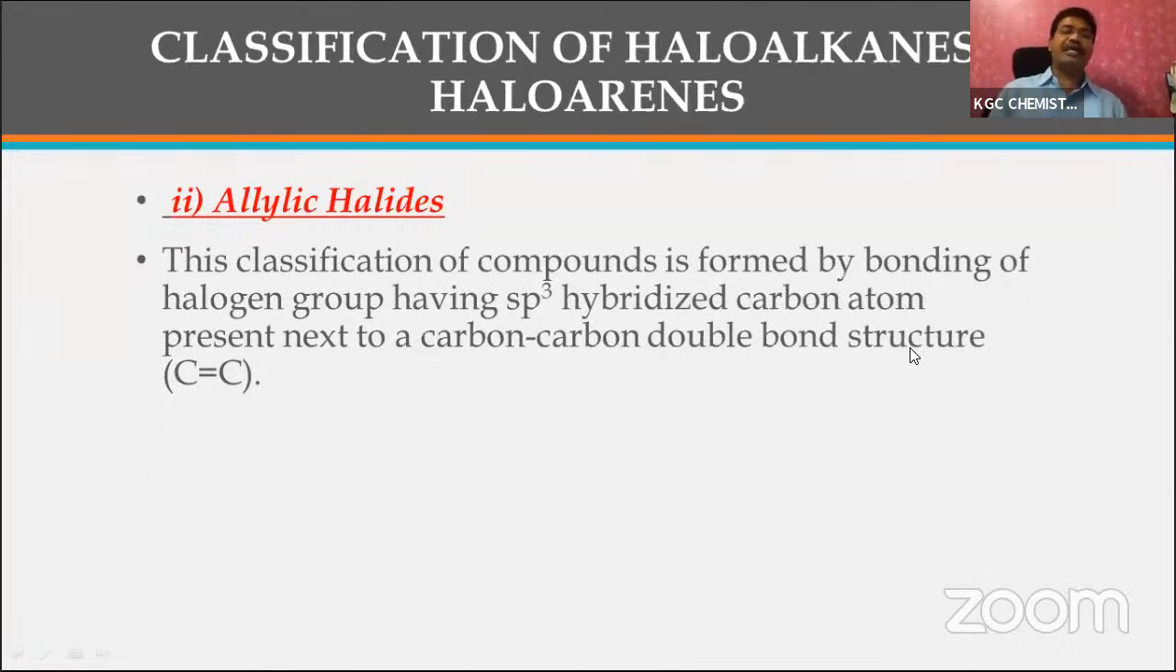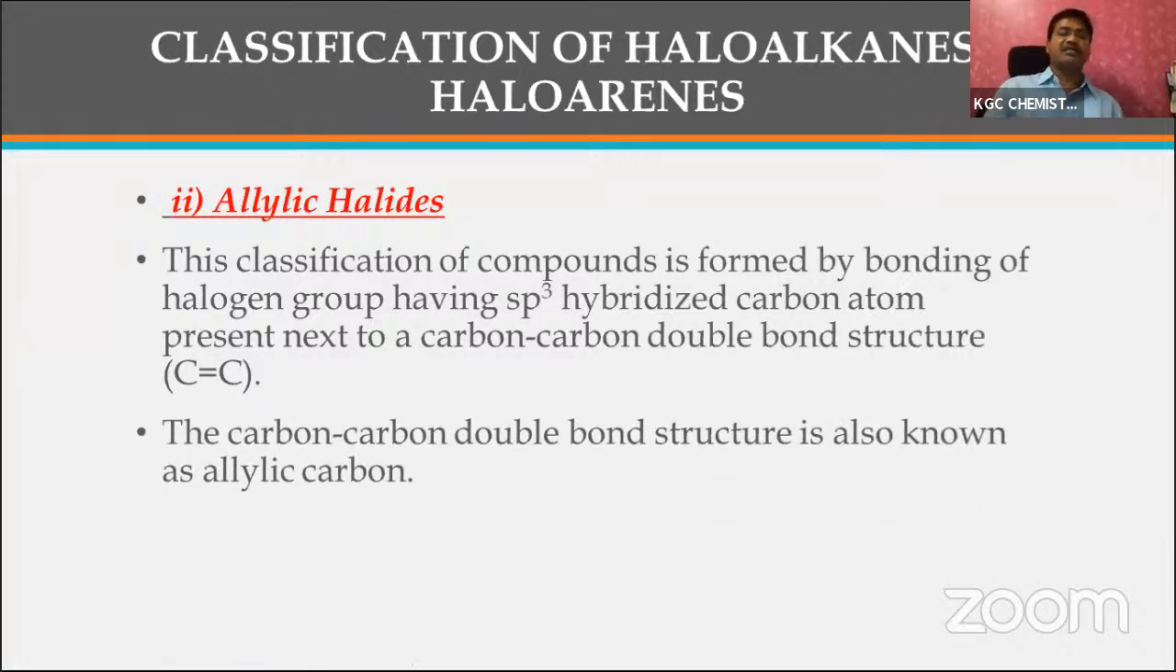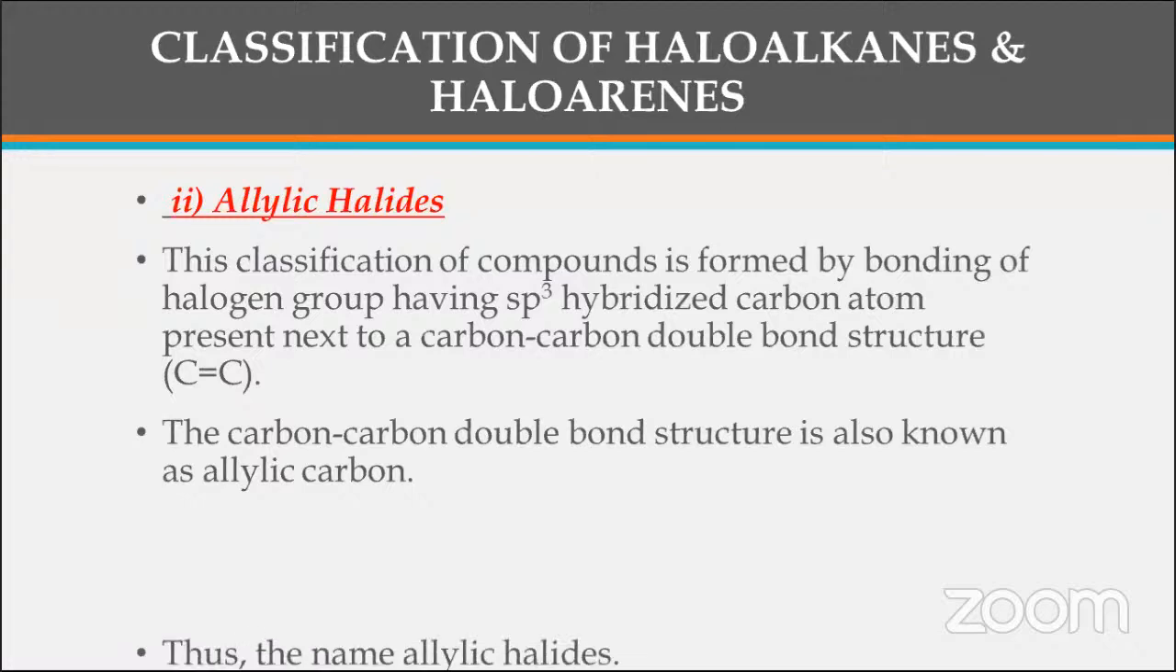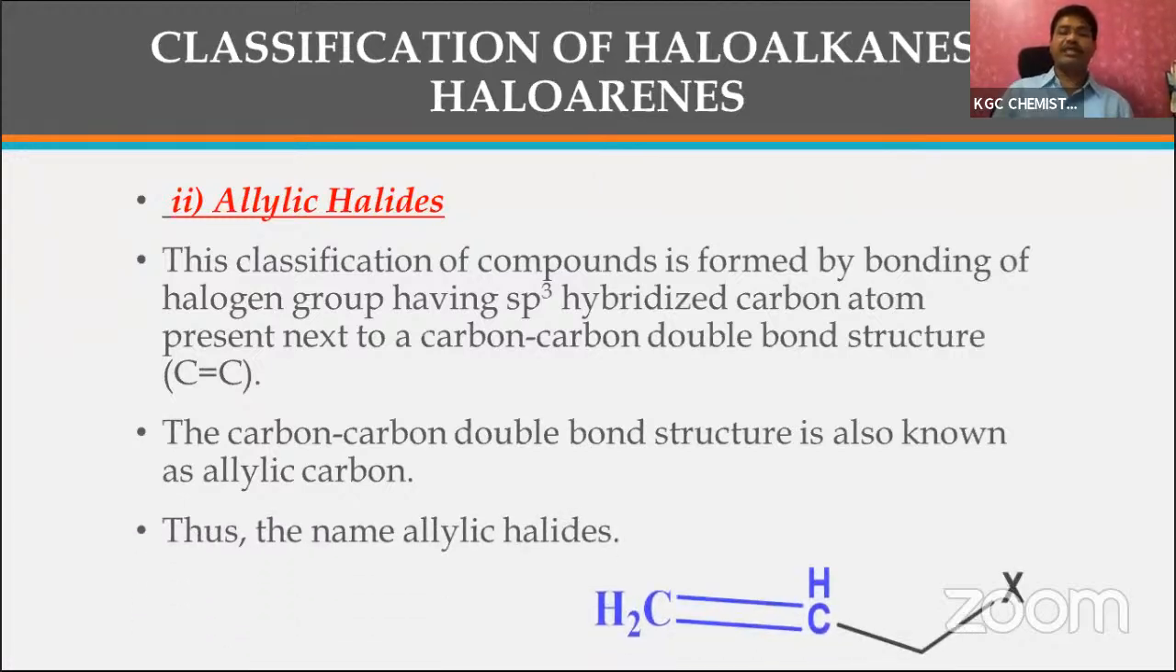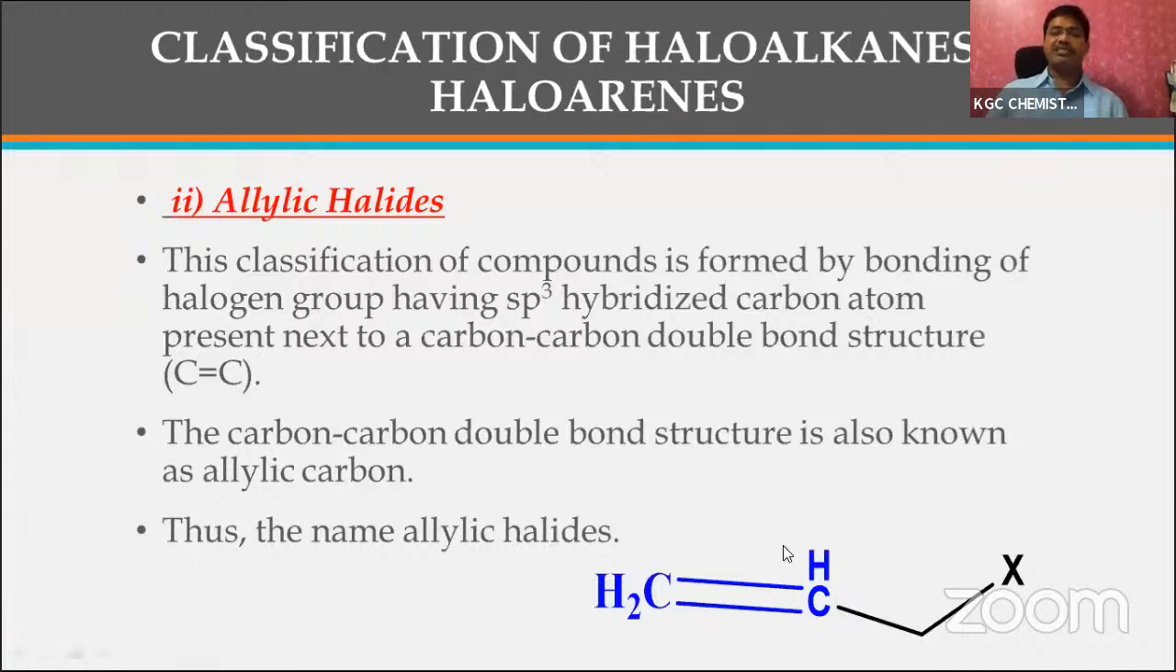Another important class is the allyl halides. That is alkyl halide; this is allyl halides. This classification applies to compounds formed by the bonding of a halogen to an sp3 hybridized carbon atom present next to a carbon-carbon double bond structure. Let us see. The carbon next to the carbon-carbon double bond is also known as the allylic carbon. Thus, the name is allylic halide. Up to here, if you see, this is going to be the allyl. This carbon is said to be the allylic carbon. That's why it is called allylic halides.